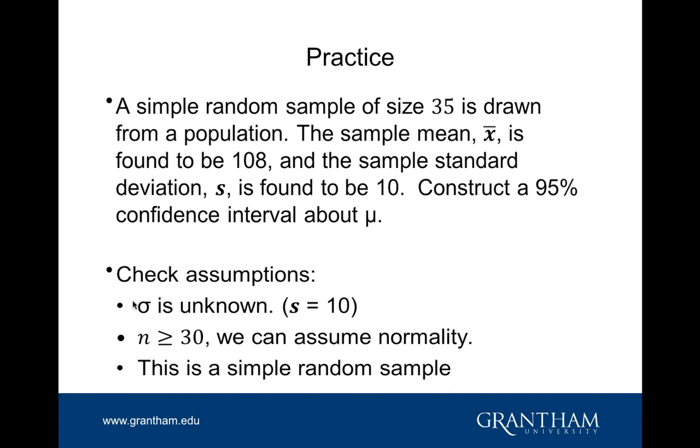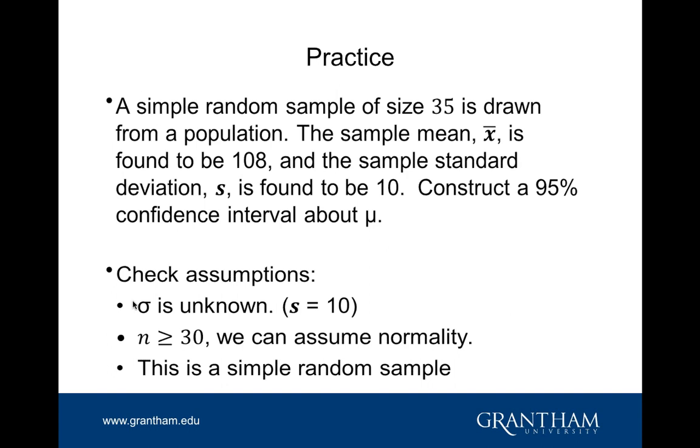The second requirement is that the population has to be normal. Now, it doesn't say that the population is normal, but the sample size is sufficiently large. It's bigger than 30. It's equal to 35. So we can assume normality. The third condition is that the sample has to be random. And this is stated in the first sentence, that it's coming from a random sample. The last condition is that there are no outliers. Though that's not given here, we're just going to assume that to be true, that there are no outliers in the sample.